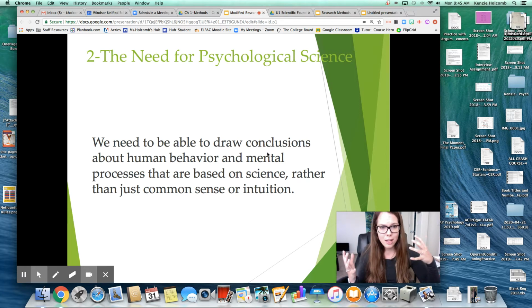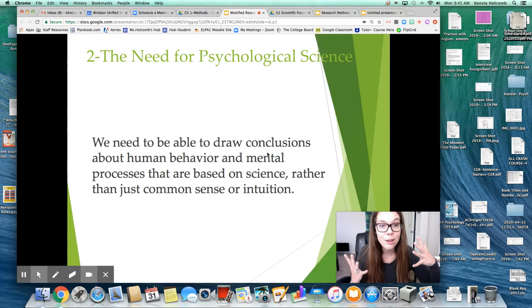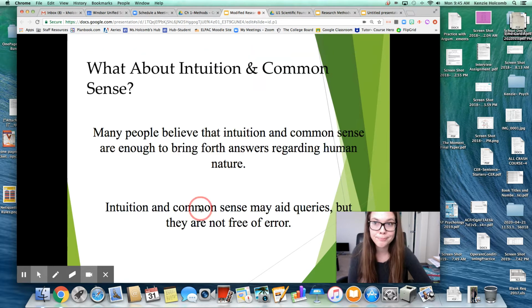So, in a lot of psych, there's some gray areas, right? And so that's why psych is very debatable in some aspects, right? Because it's hard to collect data for a lot of our ideas and our theories. And so we just need to remember that we have to base this on science and not just what we think is common sense or intuition.